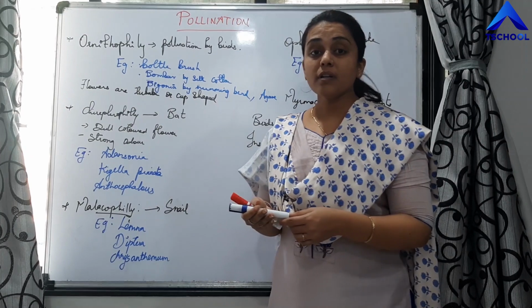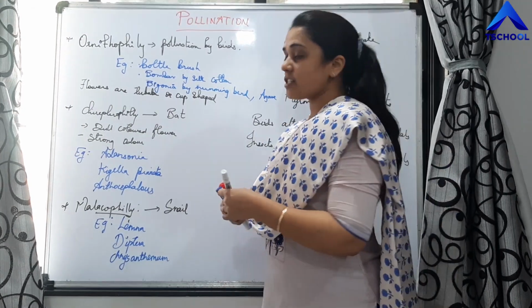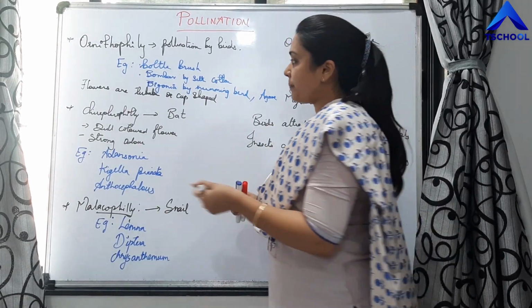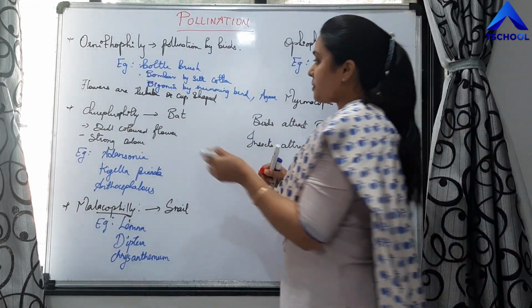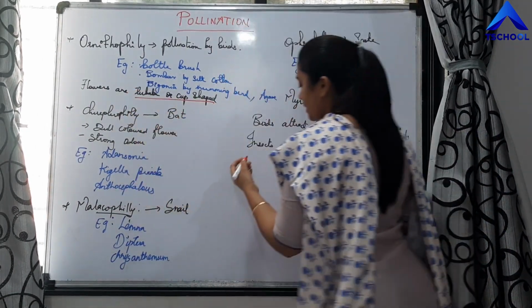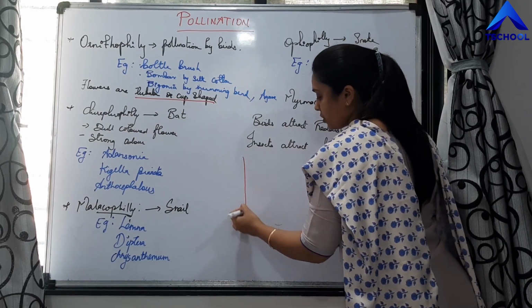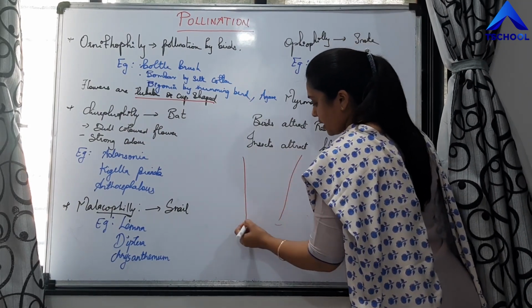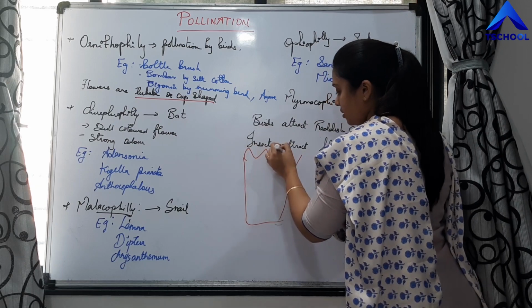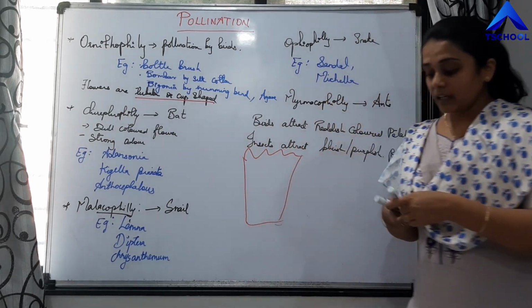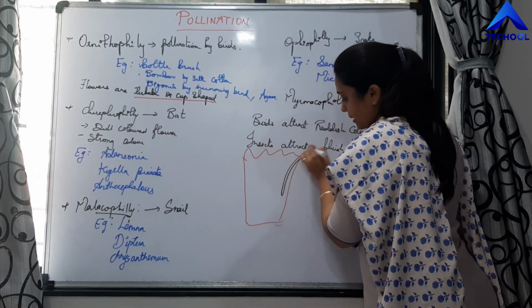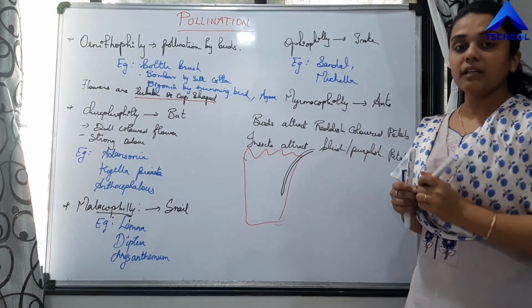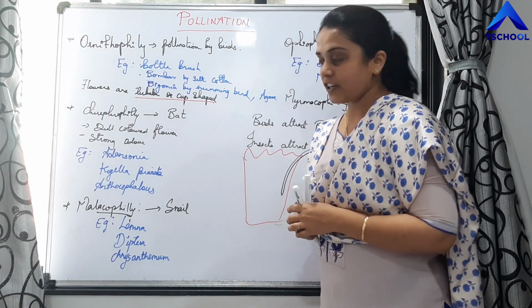So if birds are the pollinating agents, how should the flowers be? The flowers should be tubular or cup shaped or urn shaped, right? So that the birds can insert their beak in the flower.